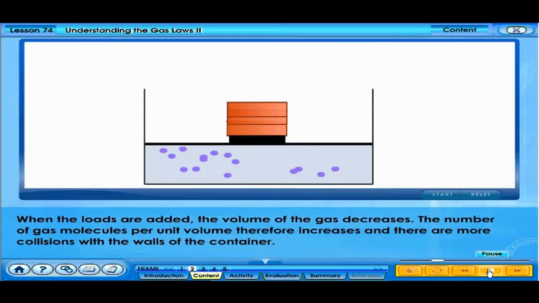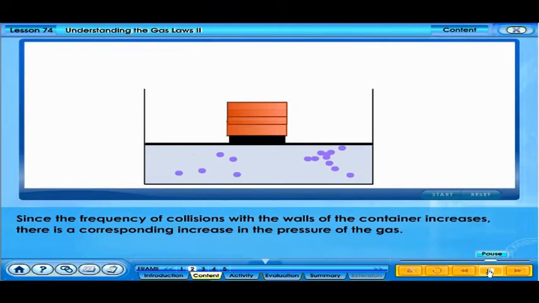When the loads are added, the volume of the gas decreases. The number of gas molecules per unit volume therefore increases, and there are more collisions with the walls of the container. Since the frequency of collisions with the walls of the container increases, there is a corresponding increase in the pressure of the gas.